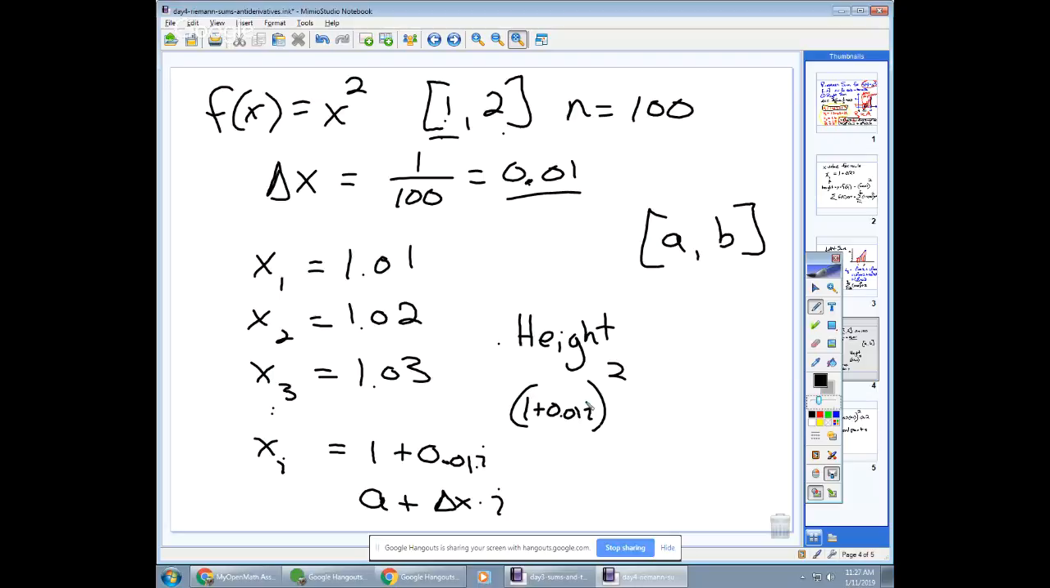Okay, so that's the height. I want the area. What do I need next? The base. What's the base here? 0.01. Okay, so there's my base times height. So that's the height of the ith rectangle. What do I do next? I add them all up. How do you write add them all up? Yeah, use that summation notation.